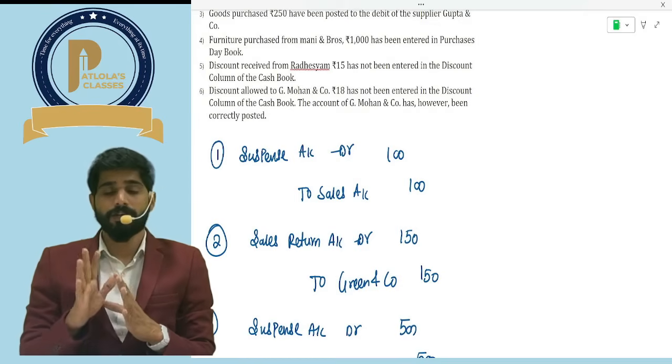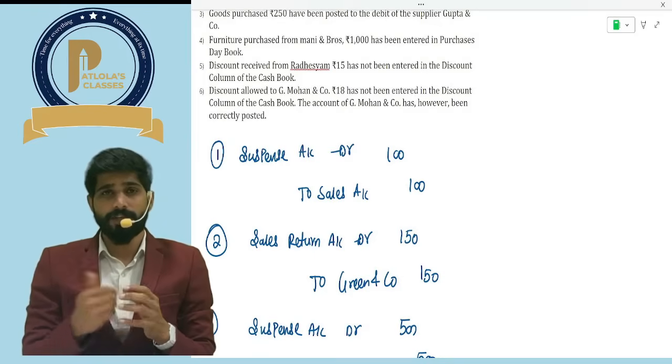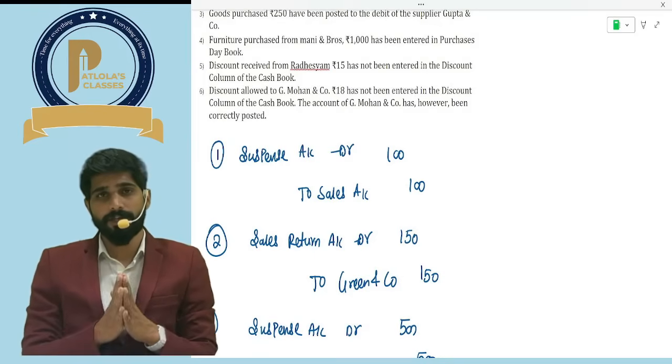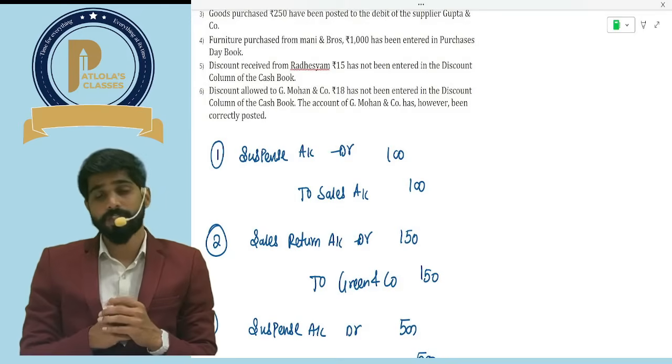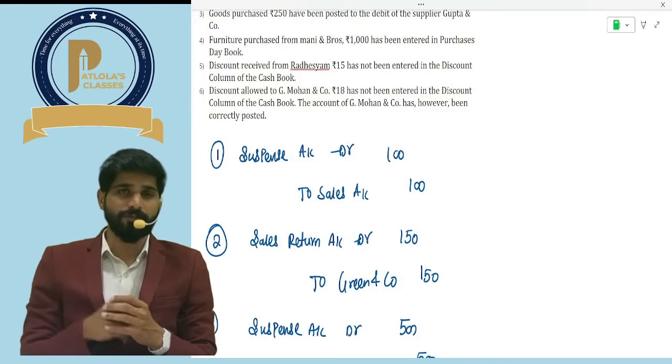Discount allowed. Discount allowed debit balance, if it is not taken in the trial balance will not tally on the debit side by how much? 18. We will put that to suspense. So suspense will have a debit balance of 18.